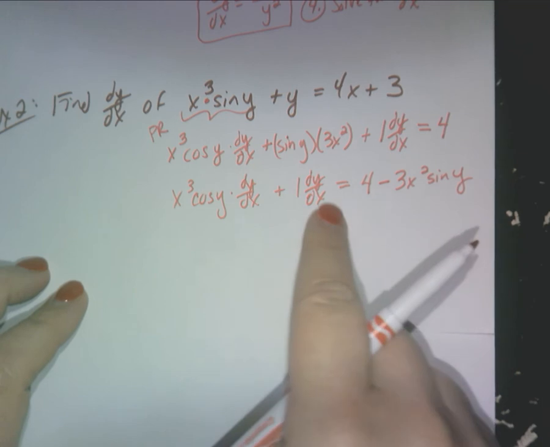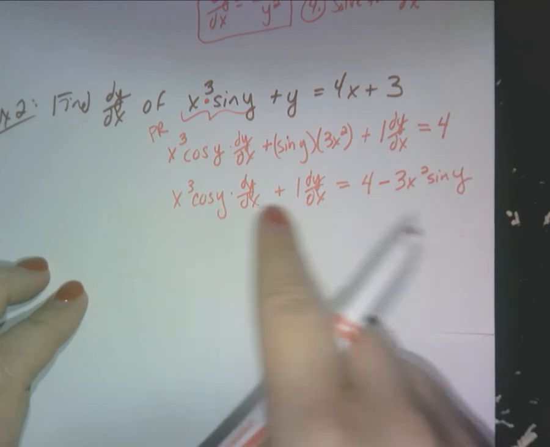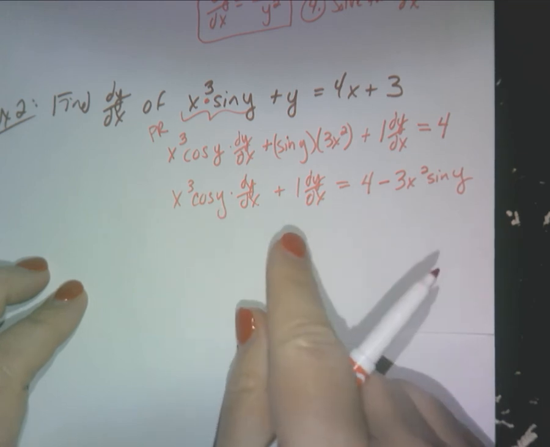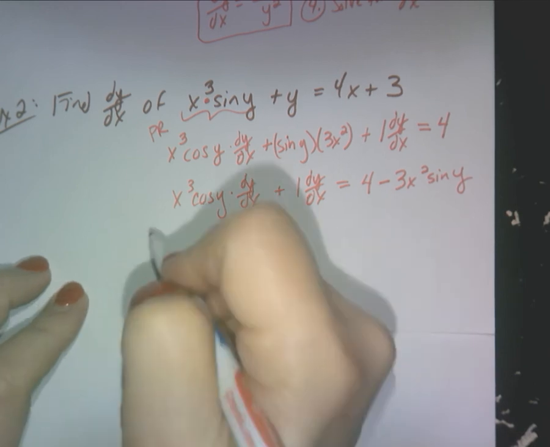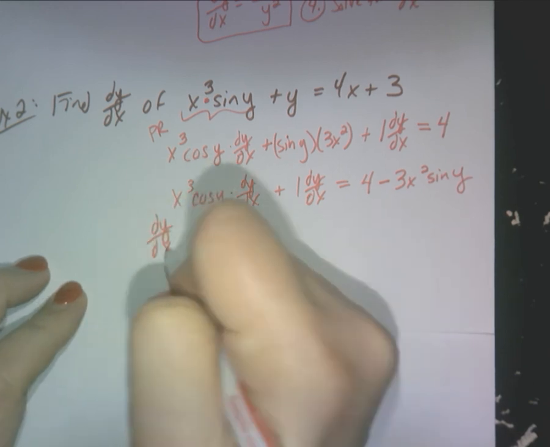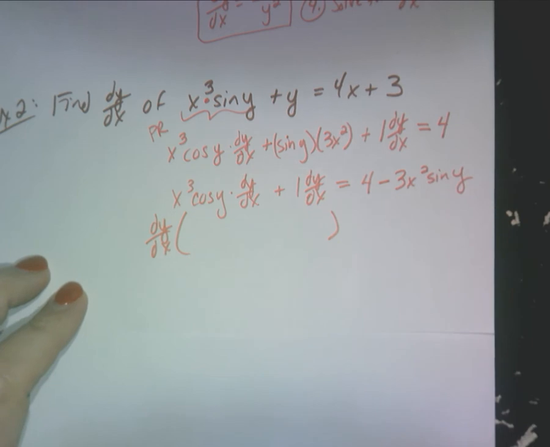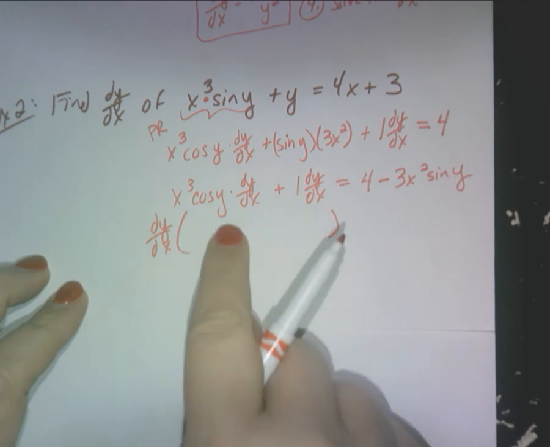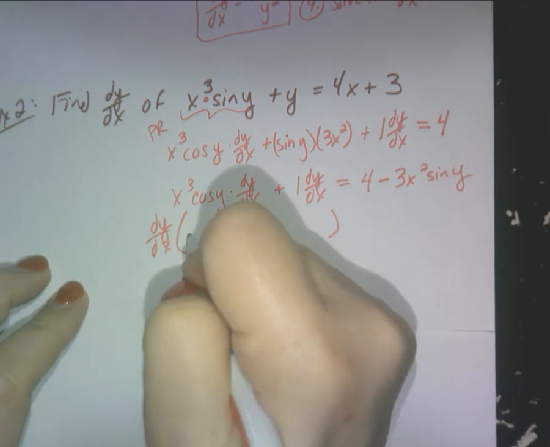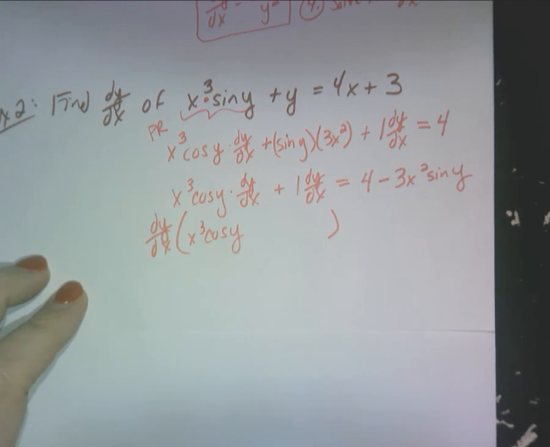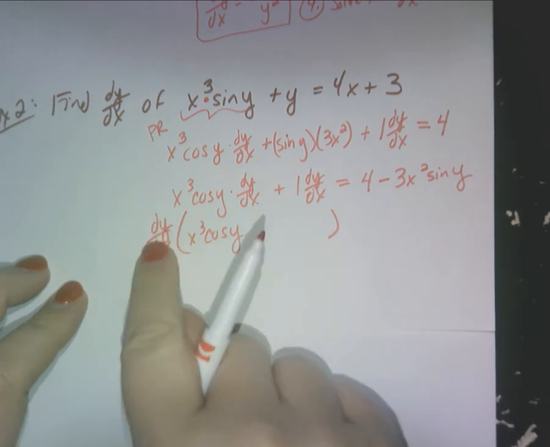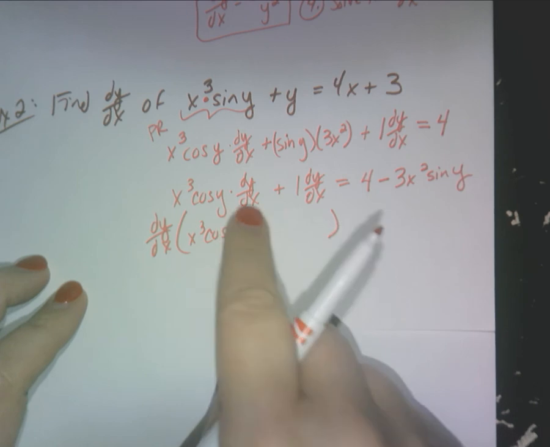All right, now, how do I solve for dy/dx if both of these have a dy/dx? Starts with an f and it ends with an actor. Well, factor. Take out a dy/dx from both of these little things, and what would you have left in this first position? X cubed cosine y, right? What are we taking out? We're taking out a dy/dx from this term.